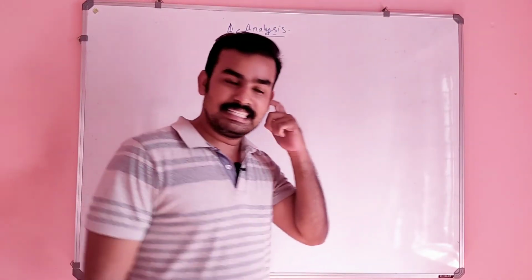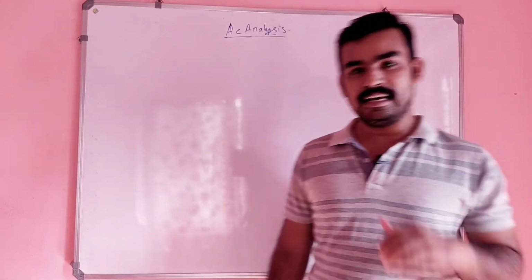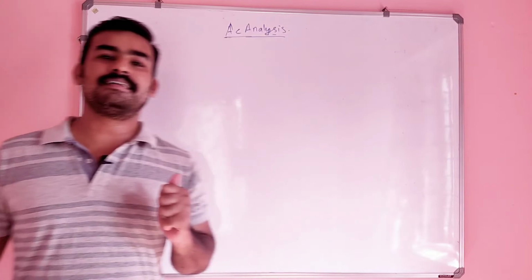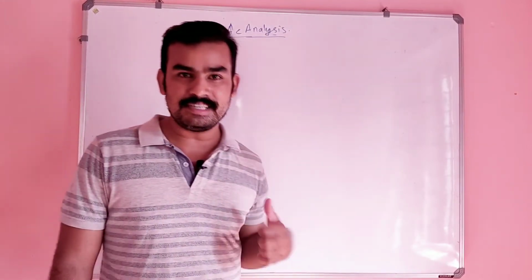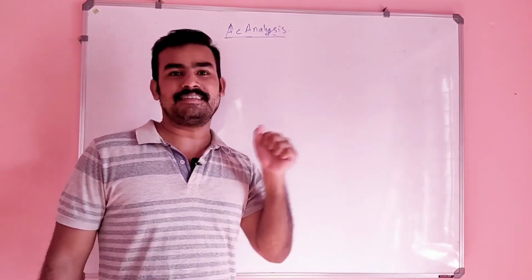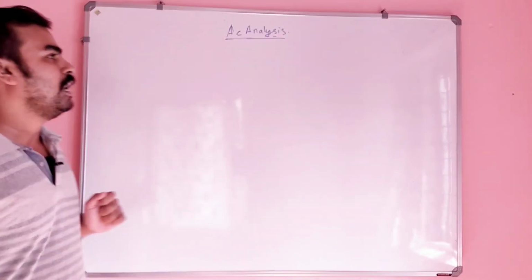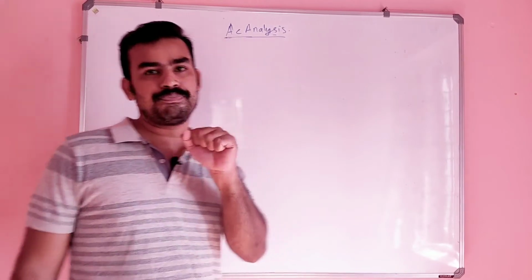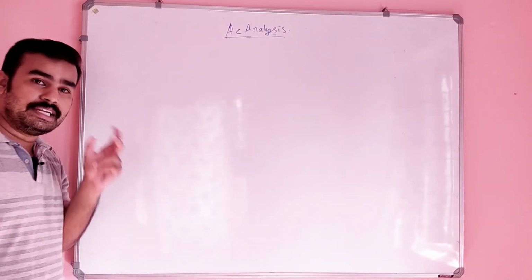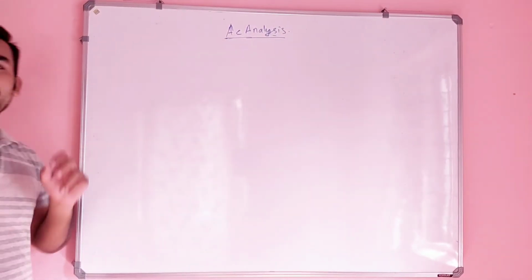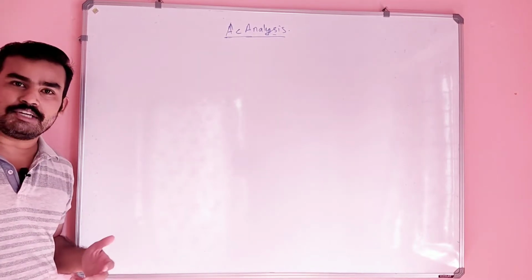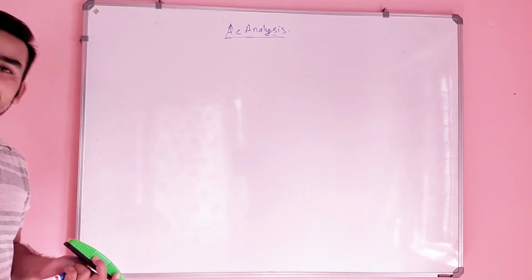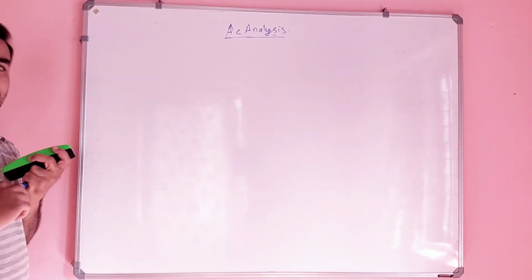So in the last class we discussed the analysis of AC circuits. That is nothing but what happens when AC is passing through a resistor or an inductor or a capacitor, right? And we started deriving the equation for power, instantaneous power as well as the average power in a resistive circuit and in an inductive circuit. Okay, now we are going to derive the power equation for a capacitor.